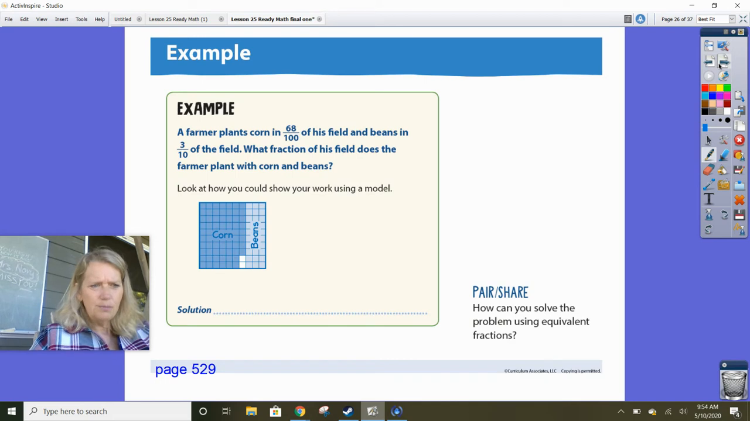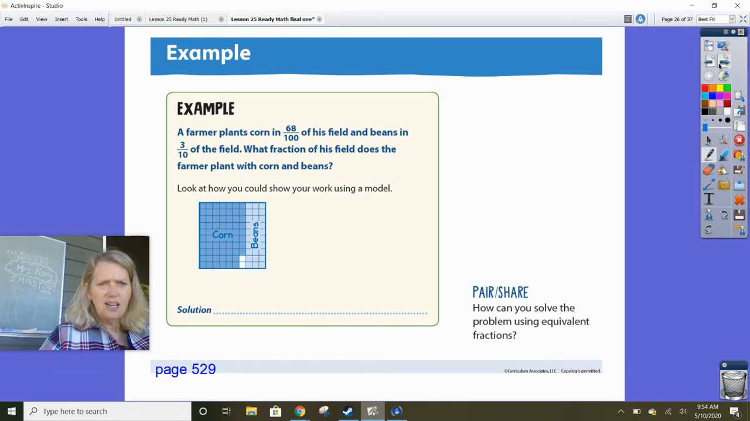Hopefully it's getting pretty easy. All right, here's the example. A farmer plants corn in 68 hundredths of his field and beans in 3/10 of the field. What fraction of his field does the farmer plant with corn and beans? You might get to fill in a number model on your test. So make sure you analyze and know how to do these.